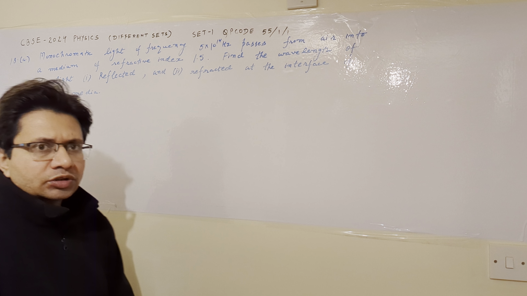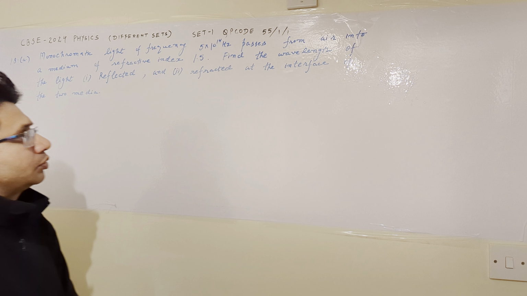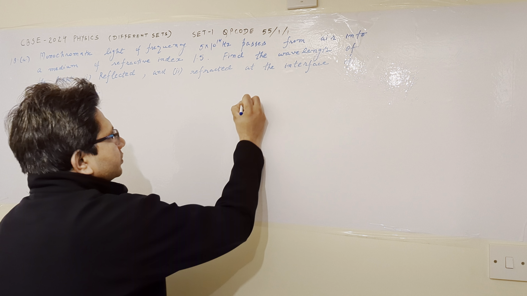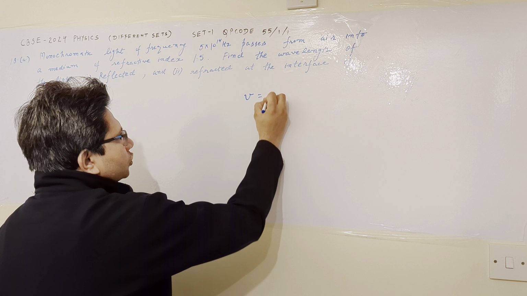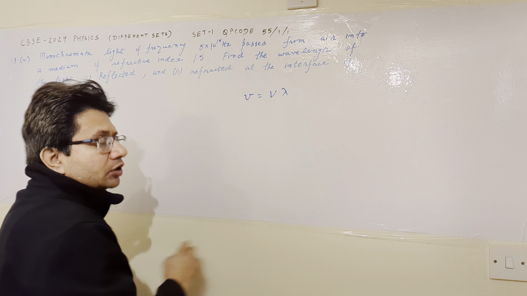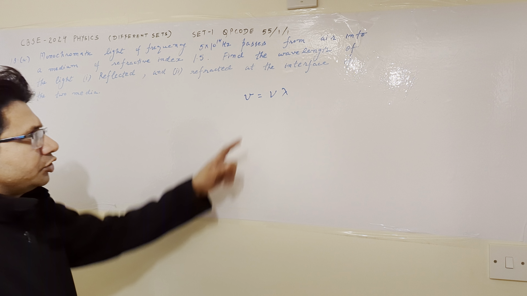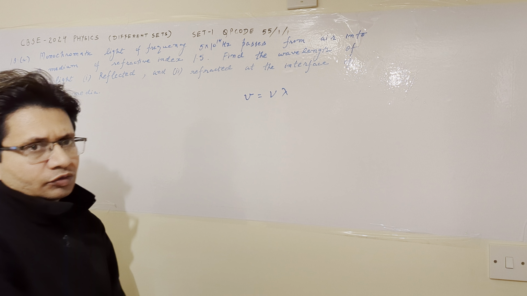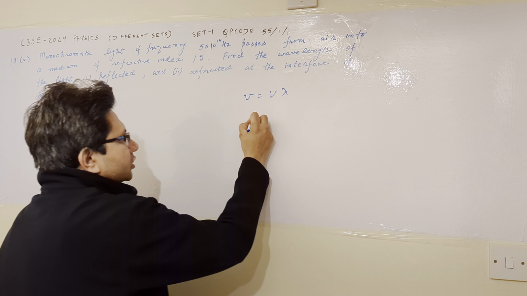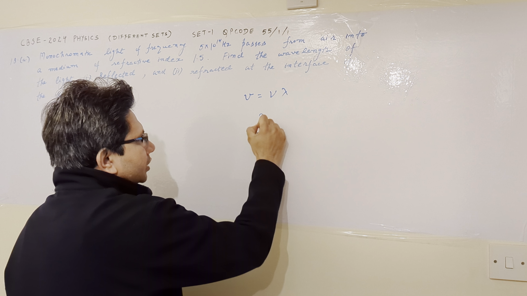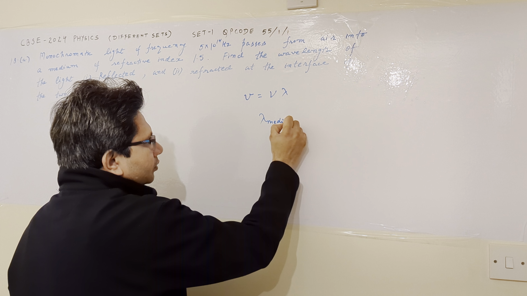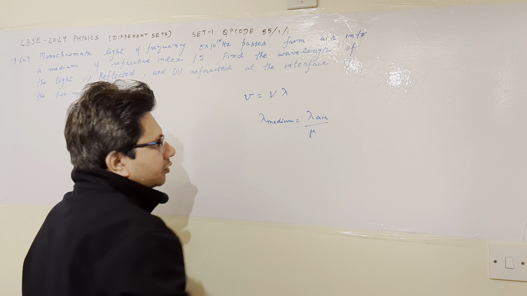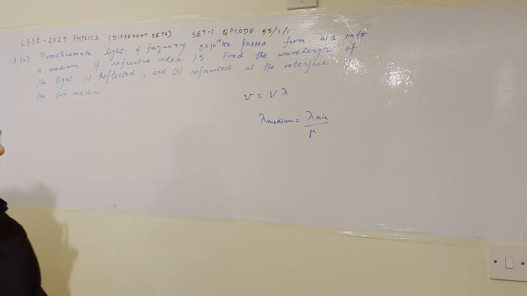So the problem is based on the topic light, and in this particular problem there are two concepts used. The first concept is that v = νλ, where v is the speed of light, ν is known as the frequency, and λ is the wavelength of light. And the second formula which is useful here is λ_medium = λ_air divided by μ, where μ is the refractive index.